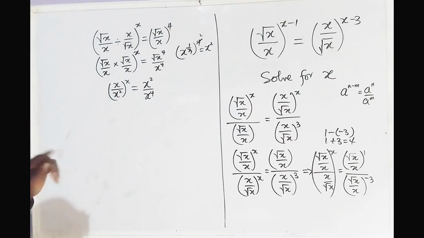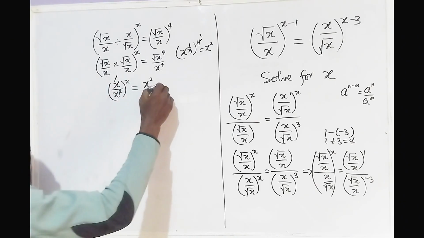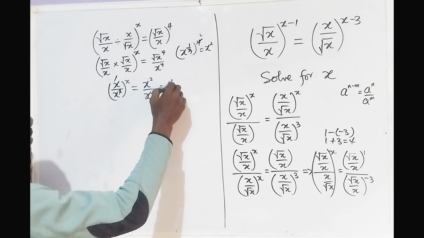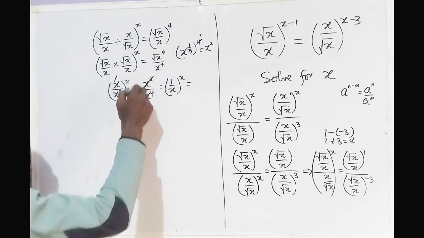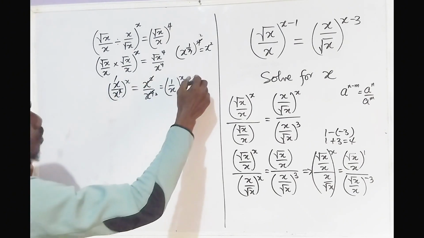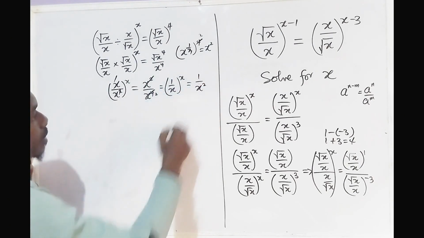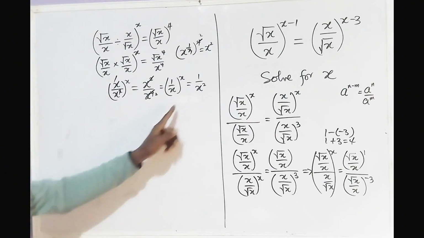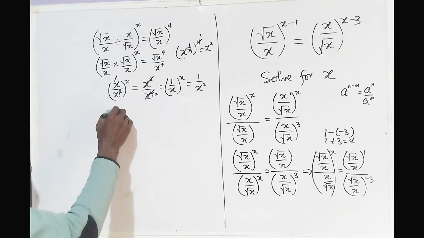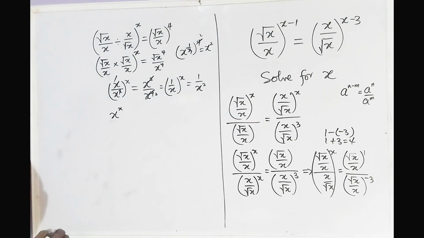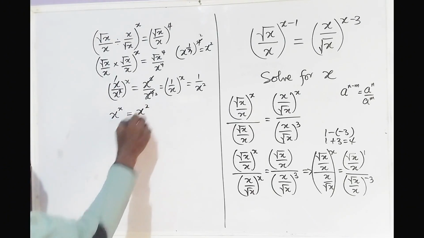Here you have x raised to the power of 2 all over x raised to the power of what? 4. Okay, now we have 1 all over x, all raised to the power of x, then equals this here. Here you have 2, you have 1 all over what? x squared, right? Okay, so this now can be likened to saying this is x raised to the power of x, then equals x raised to the power of 2.